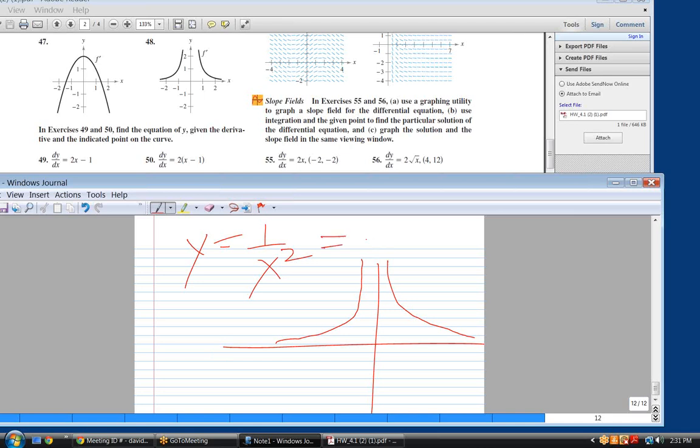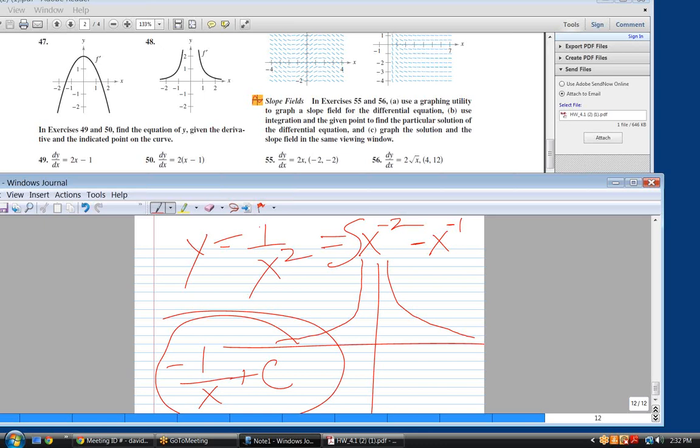So to integrate 1 over x squared, we write that as x to the negative second, and then we get x to the negative first over negative 1. So minus 1 over x plus c would be its integral.